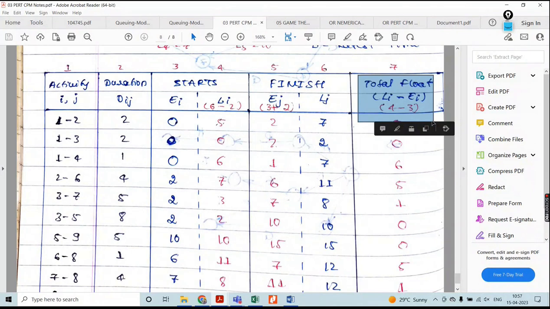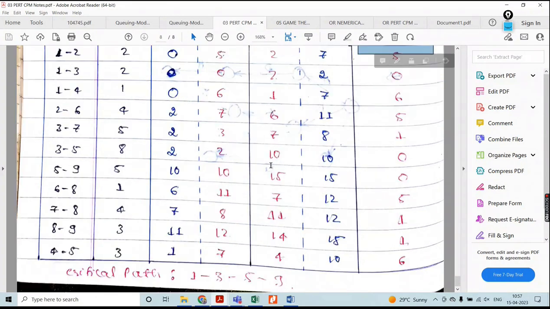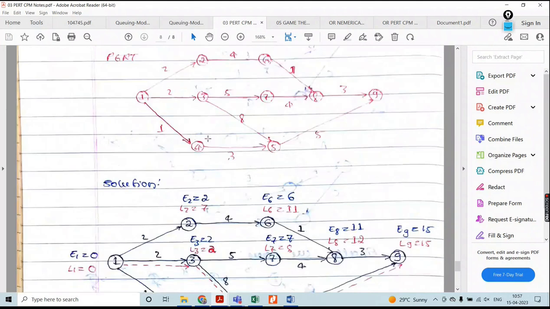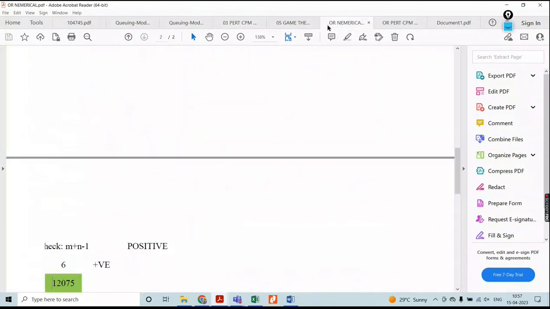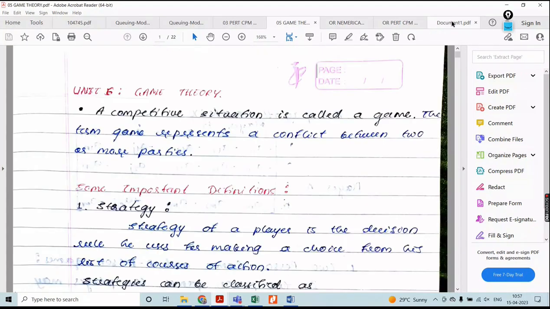Is this clear? Anybody having any doubt? Anybody having any doubt, you can raise your hand. If not, also raise your hand. Okay, this practice, kindly refer to the notes. Still, if you are getting any doubt, you can ask.